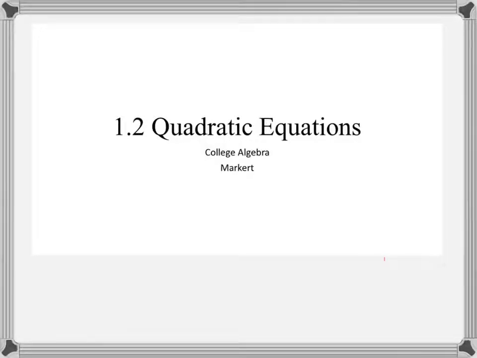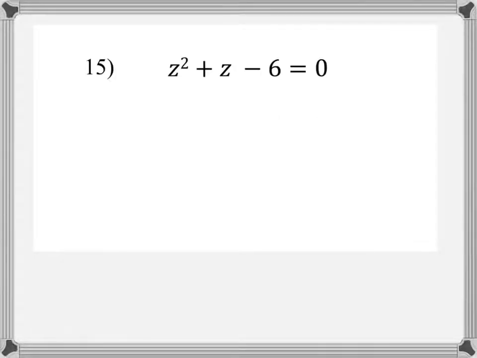Let's look at some examples of solving quadratic equations. Let's solve this quadratic equation: z squared plus z minus 6 equals 0. Now I'm going to solve this using factoring, but there are several methods that you can use to solve this.